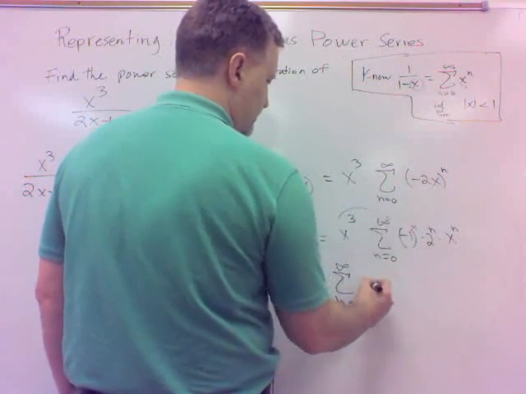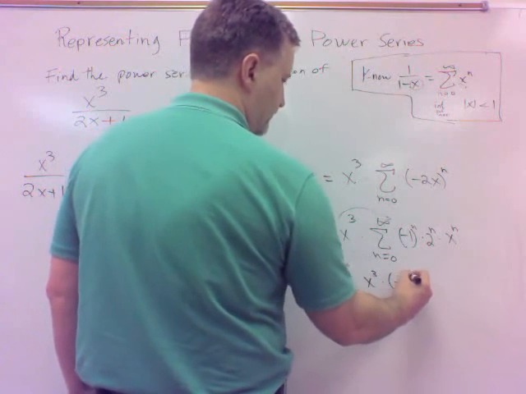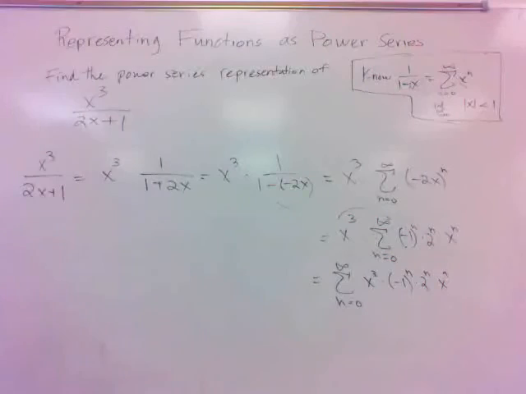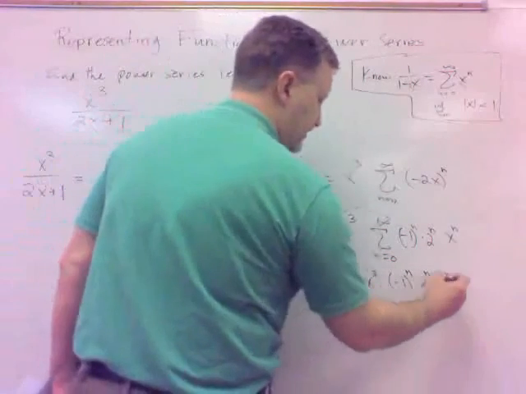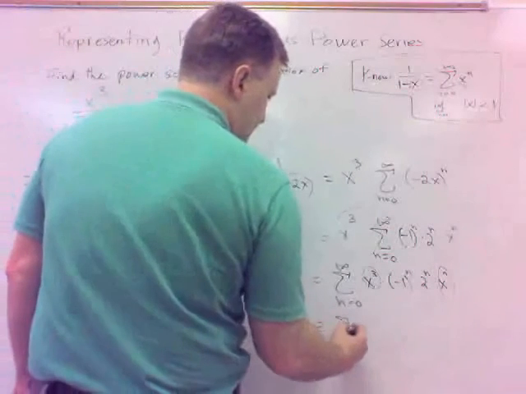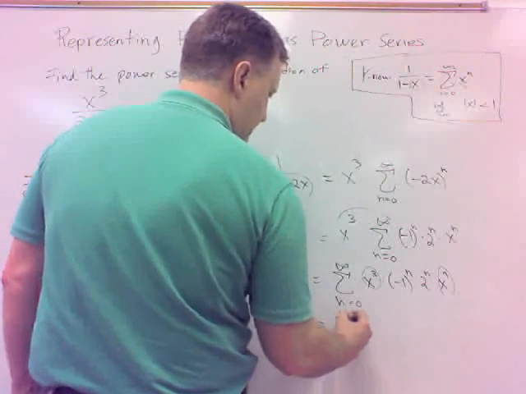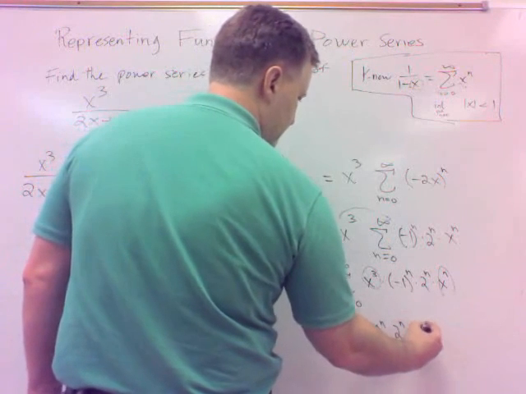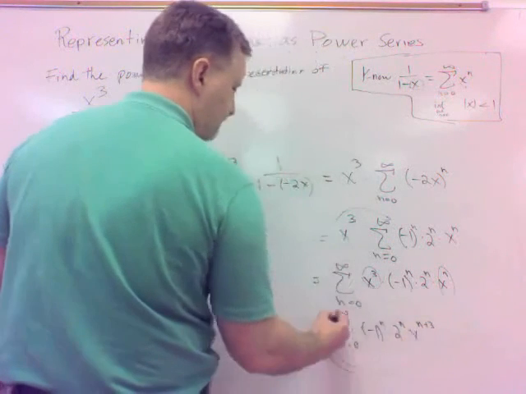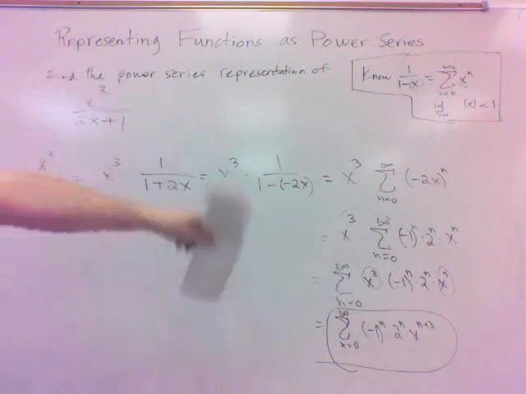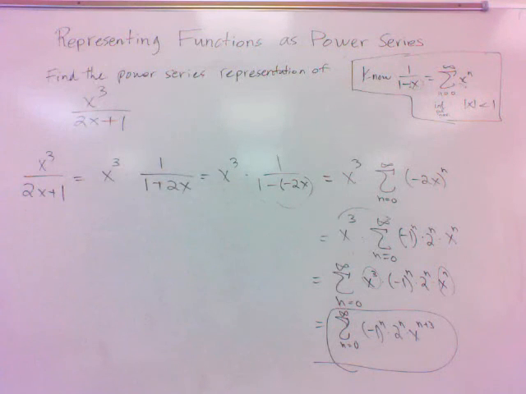If we bring it in, what can I do with it? Yeah, I can combine the x to the 3, x to the n, can I? What would that be? x to the n plus 3. So I have the series n equals 0 to infinity, negative 1 to the n, 2 to the n, x to the n plus 3. Okay. So this is represented by that.